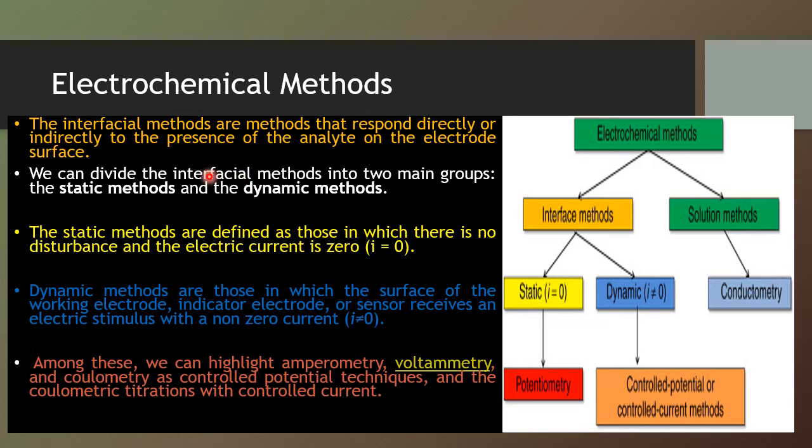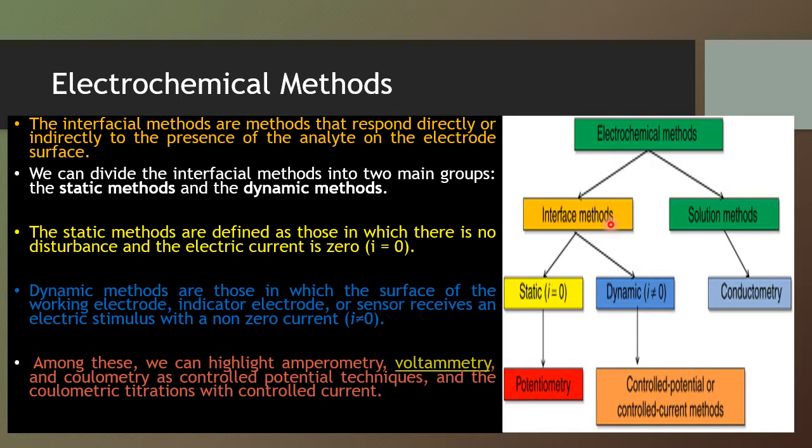There are two main types of electrochemical methods. Broadly, electrochemical or electroanalytical methods can be divided into two types: one is the interfacial methods, the other is the solution methods. Interfacial methods are those electrochemical methods which respond directly or indirectly to the presence or absence of analyte on the surface of our electrode, meaning they deal with surface phenomena. And which surface? That is the surface of our electrode.